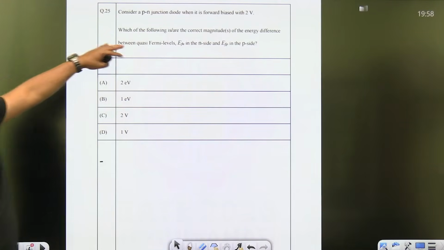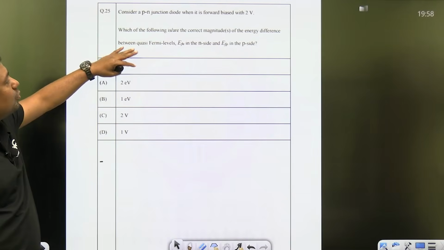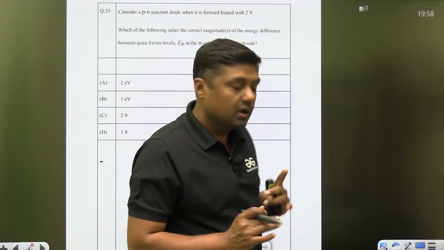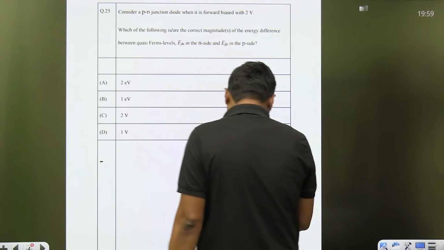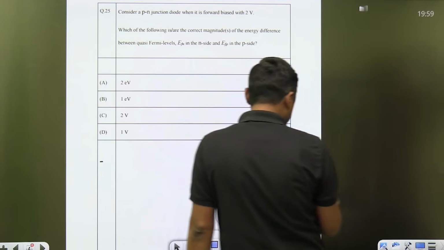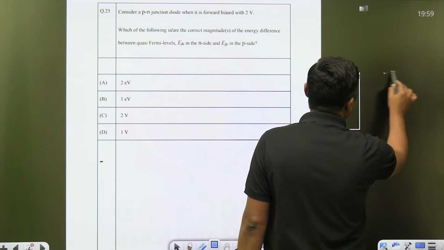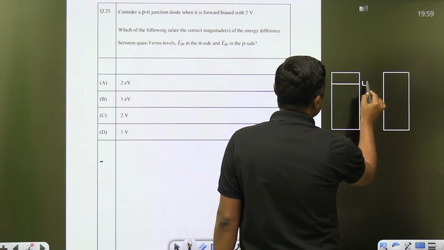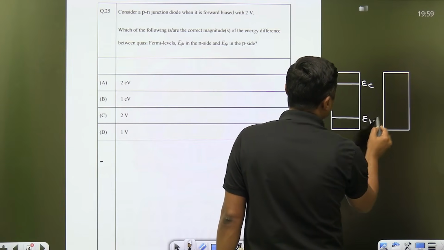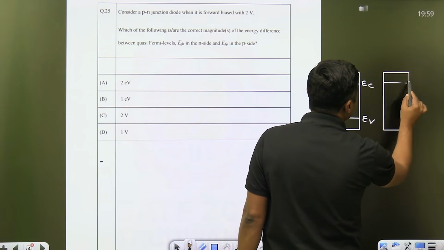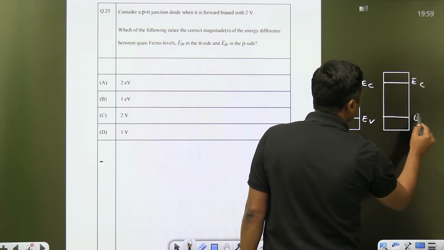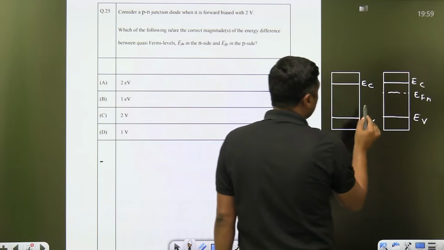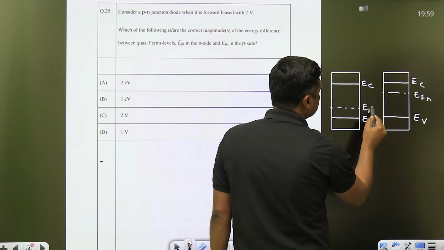Which of the following is the correct magnitude of the energy difference between quasi-Fermi levels EFN on the N side and EFP on the P side? Right? To understand quasi-Fermi level, always remember, first of all, this is the P side, this is the N side, this is EC, EV, right? On the P side, this is the EC, this is EV. Where is the Fermi level on N side? This is the Fermi level for N side. And this is the Fermi level for P side.